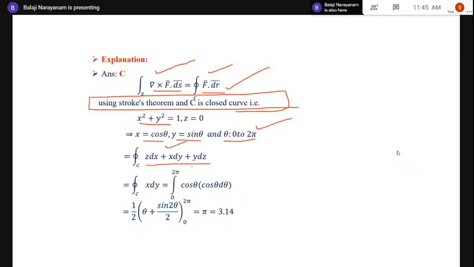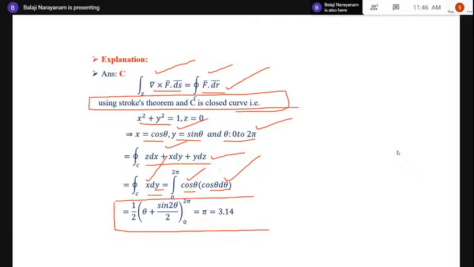It is z dx plus x dy plus y dz, and this is going to be x dy. x is cos theta, so we have taken cos theta, and y is equal to sin theta, so dy is cos theta d theta. So we replaced dy with cos theta d theta, and this can be understood as 1 by 2.